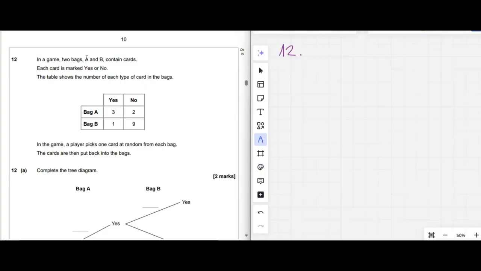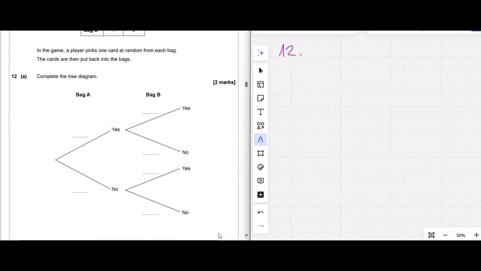In a game, 2 bags, A and B, contain cards. Each card is marked yes or no. The table shows the number of each type of card in the bags. So 3 yes, 2 no, and then 1 yes and 9 no. In the game, a player picks 1 card at random from each. The cards are then put back into the bags.